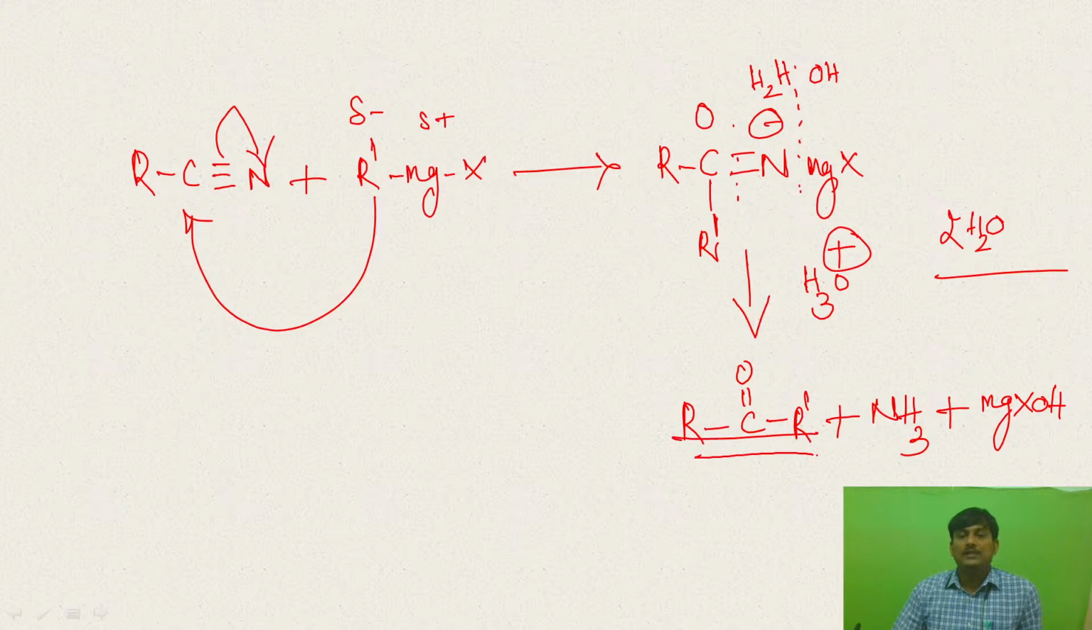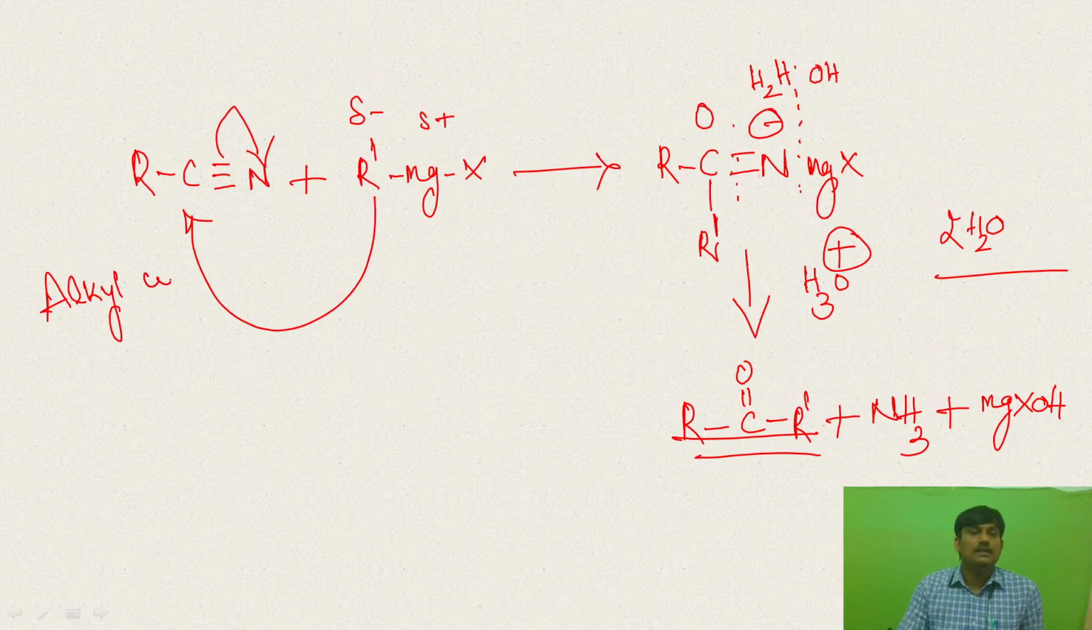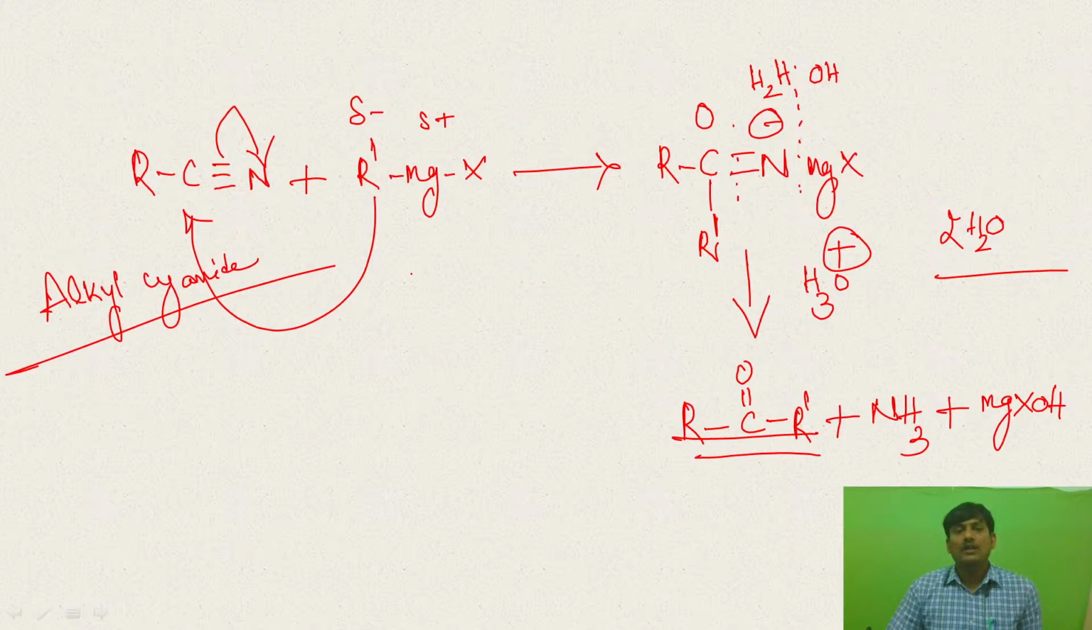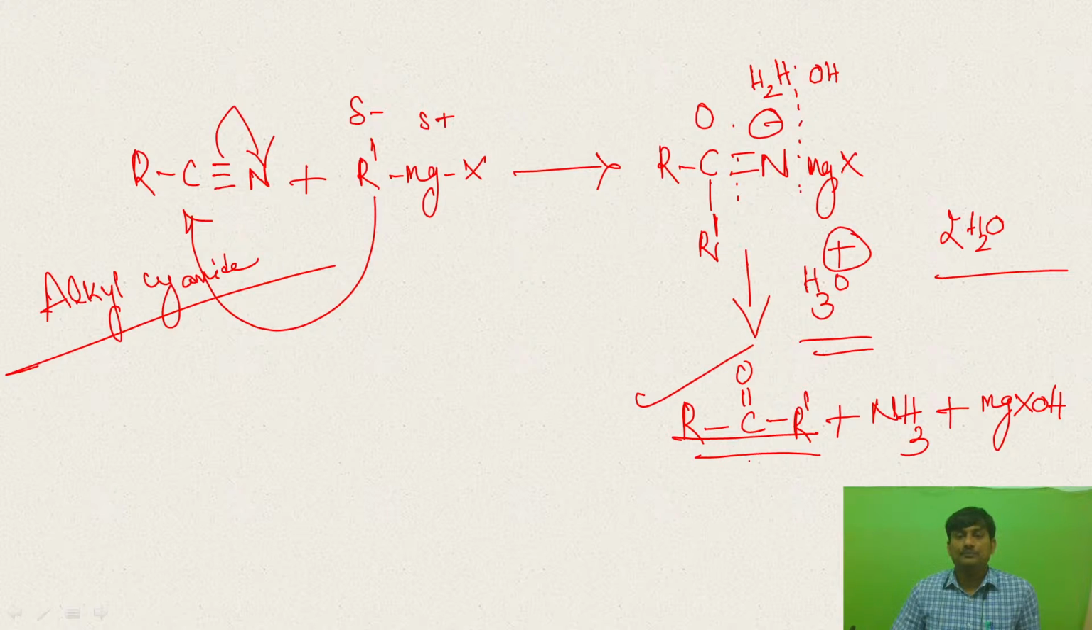So you can prepare ketones. This one is alkyl cyanide, or nitriles. When you treat it with one equivalent of alkyl magnesium halide, upon acidic hydrolysis there is a formation of ketone. But if you take an excess amount of alkyl magnesium halide, then there is a further reaction and a formation of the respective tertiary alcohols. So if you want to prepare ketones, you have to take one equivalent of alkyl magnesium halide.